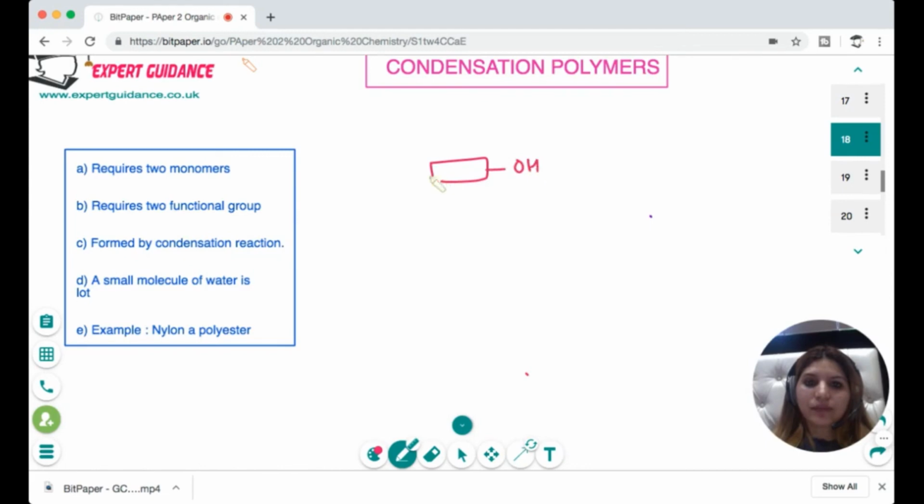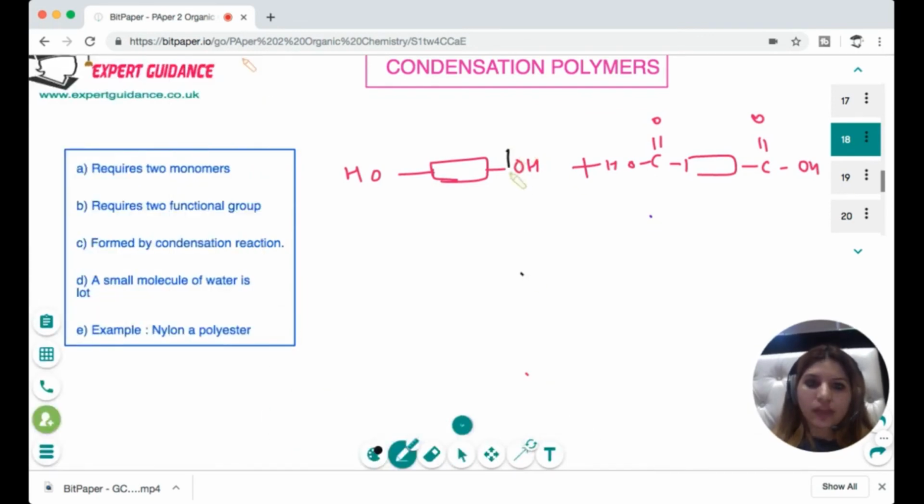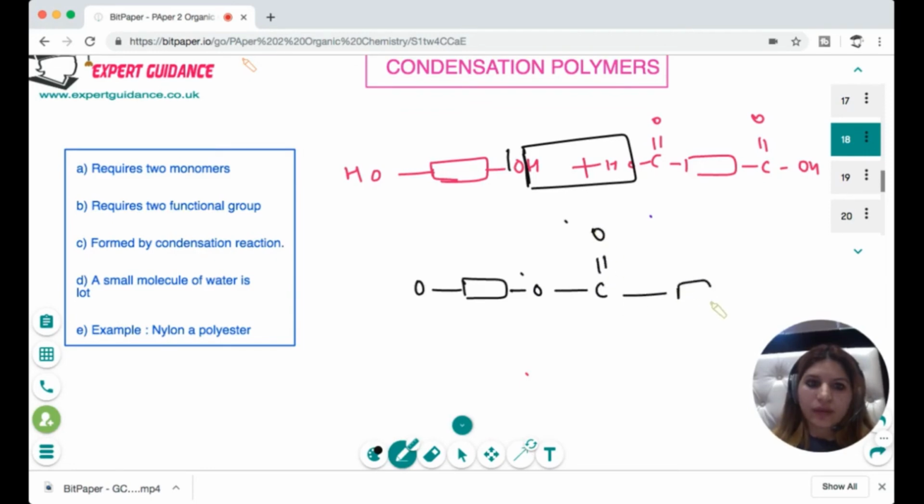For example, we have this molecule. We are representing it with a box as a schematic representation, and it has an OH at both ends, and the other molecule has C double bond O, OH at both ends. Now, when we put them together, we will remove a molecule of water by a condensation reaction. So the hydrogen will be lost here, and the OH will be lost here. So what we are left with is O, and then C double bond O, and again C double bond O.